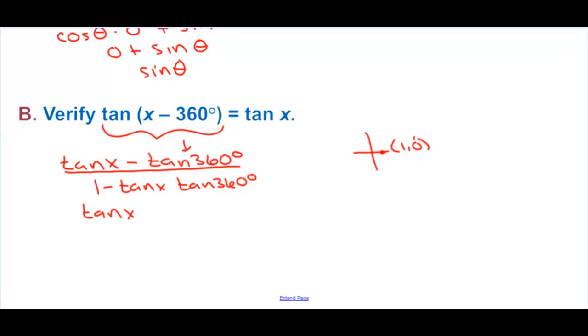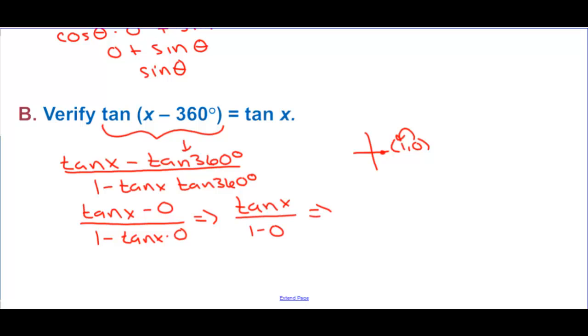We have the point 1, 0, and tangent is sine over cosine, that's 0. We have tangent of x minus 0 over 1 minus tangent of x times 0. Well, on top, we get tangent of x, and in the denominator, we get 1 minus 0. So that's equal to the tangent of x. So we have verified it.